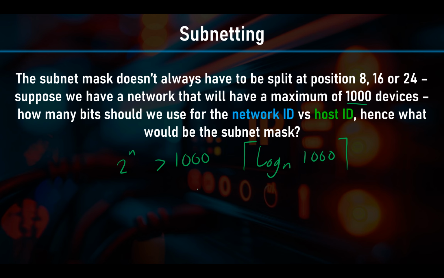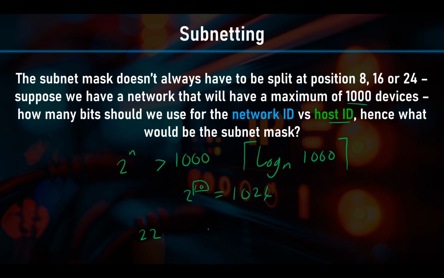To be honest, you might actually remember that 2 to the power of 10 is kibi, so kibibits, kibibytes. That's 1024. So in this case, 10 bits will be for the host ID. Therefore, 22 bits are going to be for the network ID.